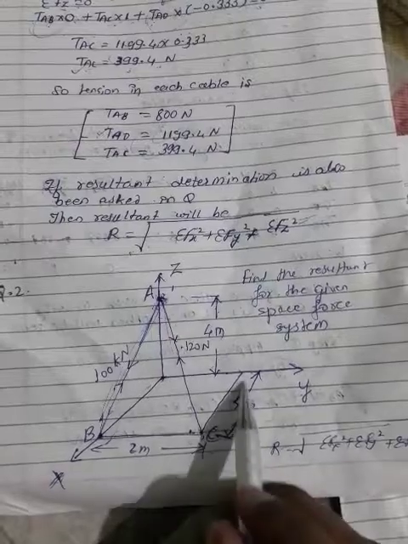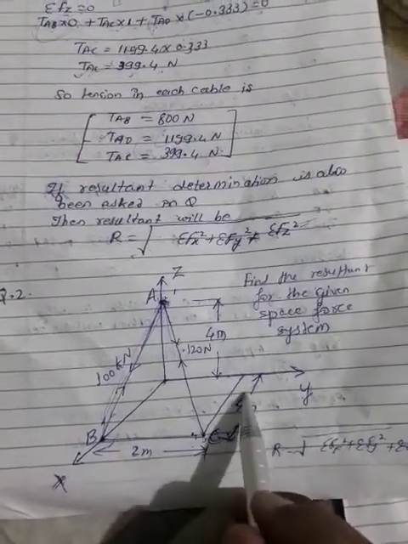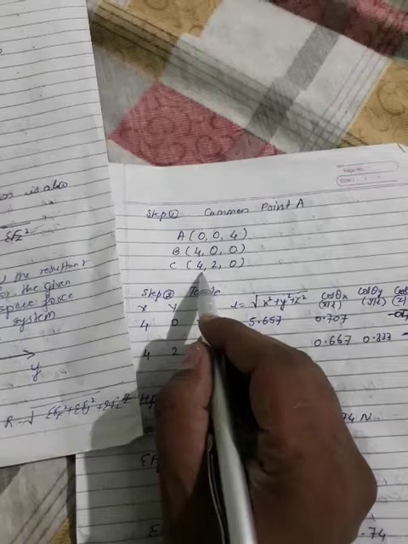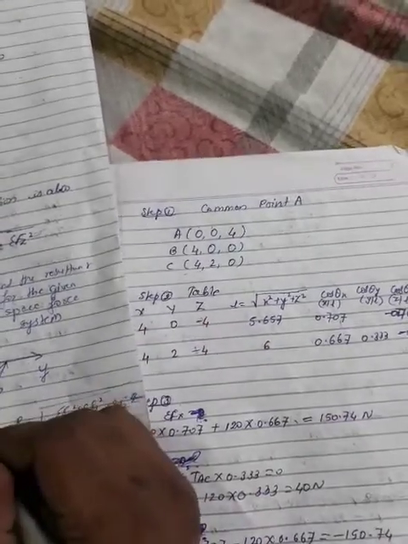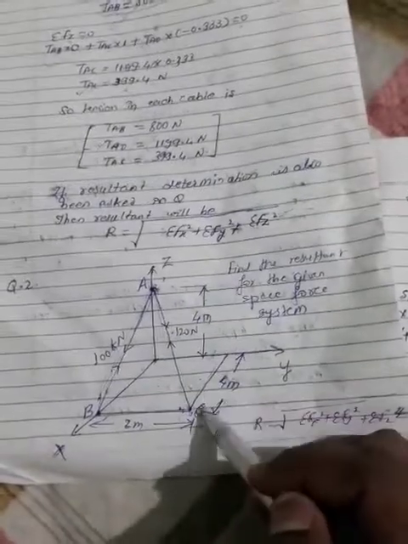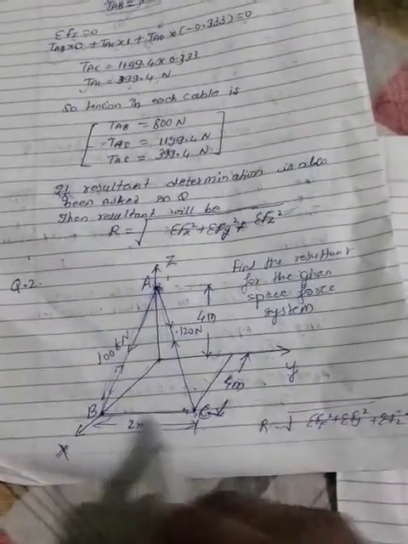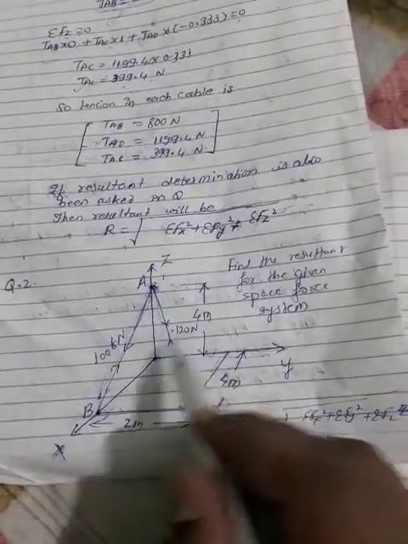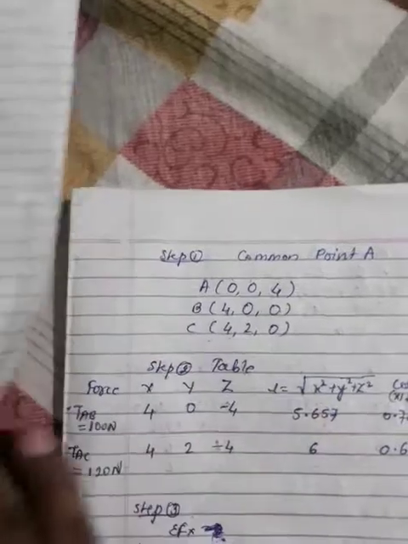Point C lies in the x-y plane, so it has x and y coordinates but the z coordinate is 0. For point C, I am writing the coordinates here. The x coordinate is the distance along the x axis, which is 4 here. For the y coordinate, the distance along the y axis is 2, and the z coordinate is 0, so the coordinates for C are 4, 2, 0.